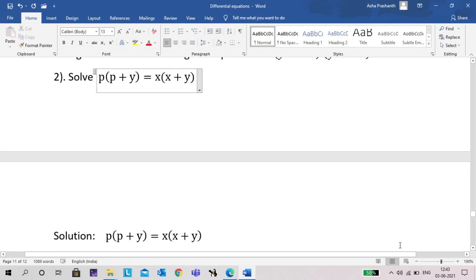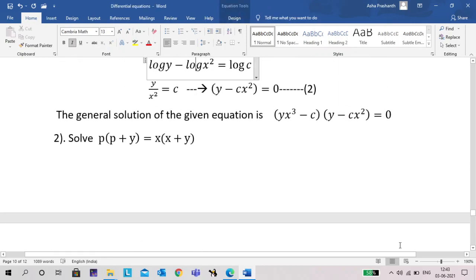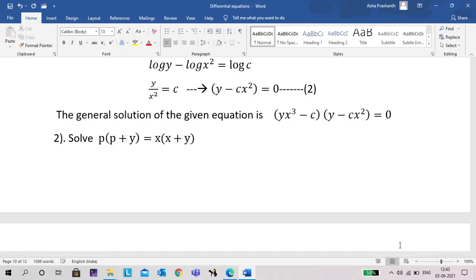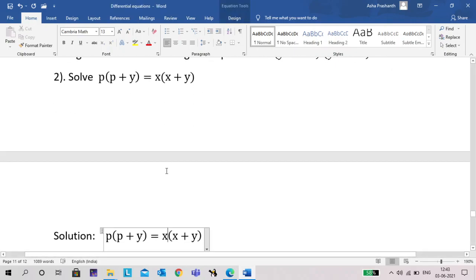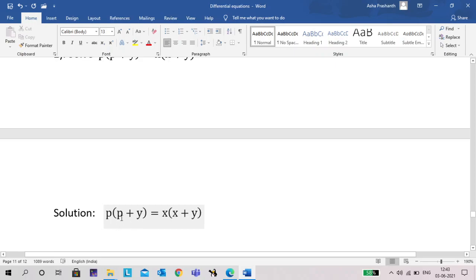So this is the way of solving the equation solvable for p. Clear? Okay, next I have taken the second problem: p of p plus y is equal to x of x plus y. So how to do this? You can multiply. p into p is p square, p into y is py, and x into x is x square. Not necessary, you can keep it as it is.